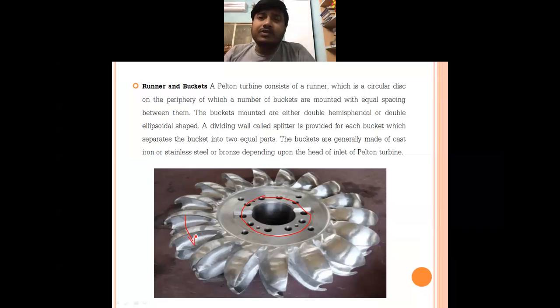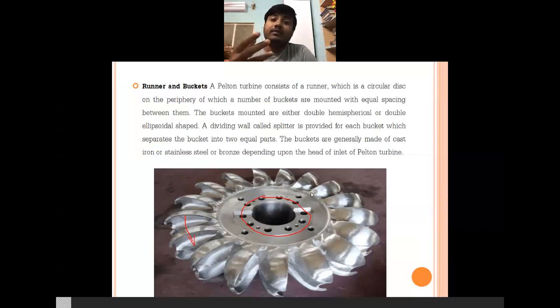So these are the basic components of the Pelton wheel, which help us convert the kinetic energy or potential energy available into mechanical energy, right?